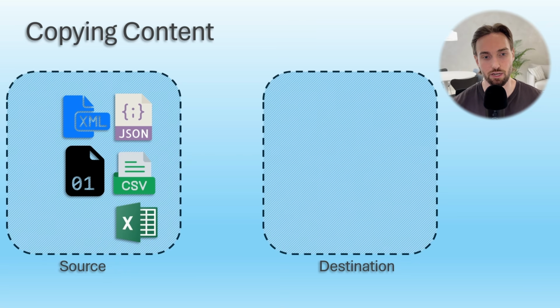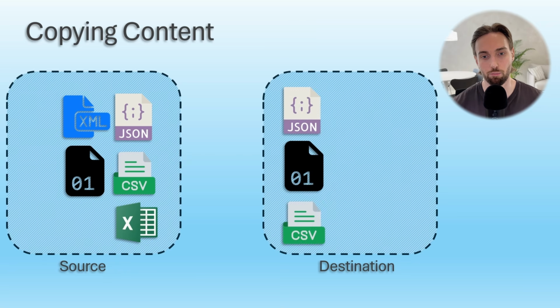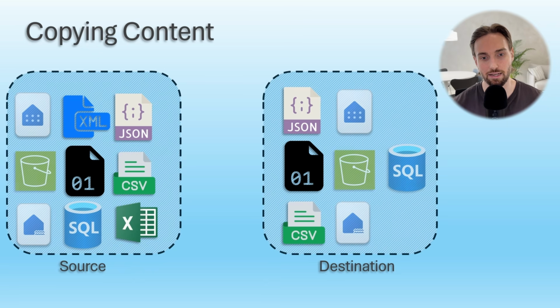For the destination side, some of the same file types are supported, but now the selection is narrowed a bit, since copy data does not support writing data to some file types that are available on the source side, like XML and Excel files. Also, when we expand our sources and destinations from files to Fabric's data stores and external systems and data stores, we get even more possibilities to use the copy data activity.